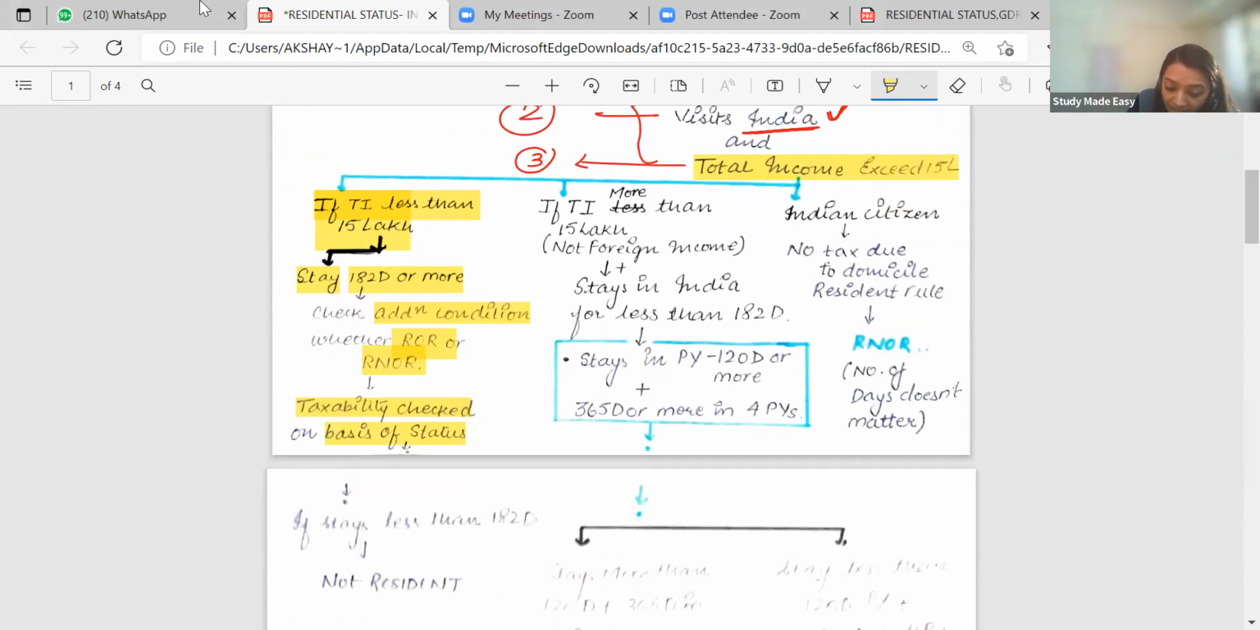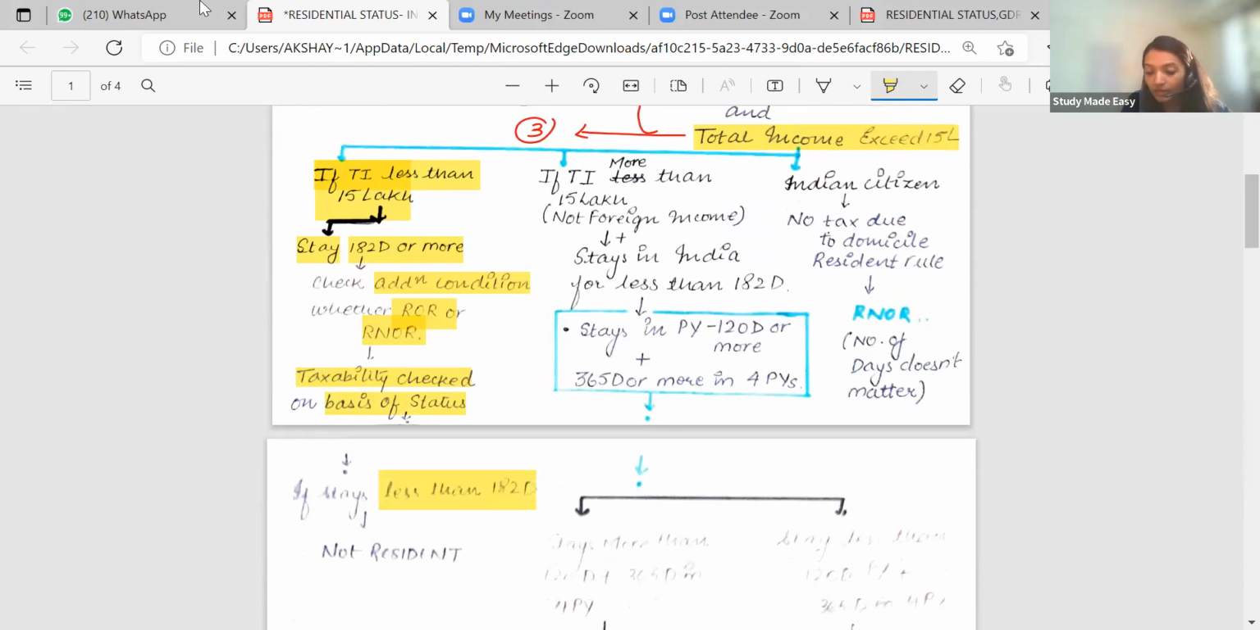But what if he stays less than 182 days? Point to be noted. If he stays less than 182 days and his income is also less than 15 lakh, bhai, your income is also less than 15 lakh, you are staying less than 182 days, then you are clearly a non-resident for us. So this is a combination of two things.